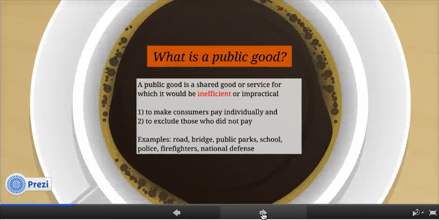First, let's start off by addressing what a public good is. A public good is a shared good or service for which it would be inefficient or impractical to make a consumer pay individually and to exclude those who did not pay. So some examples to think about are roads, bridges, public parks, schools. Maybe your parents are police, firefighters, or work for the armed forces. Those are all examples of public goods.